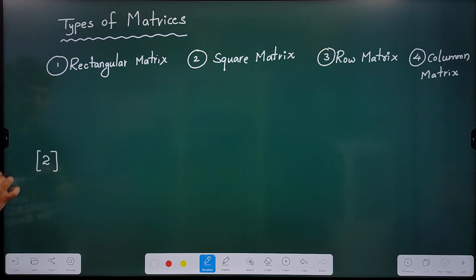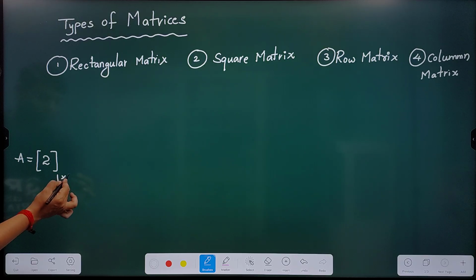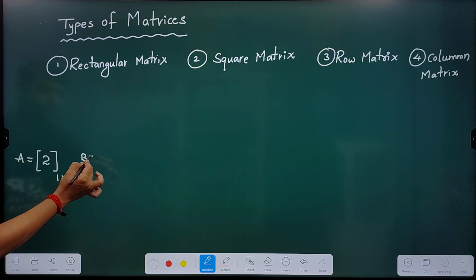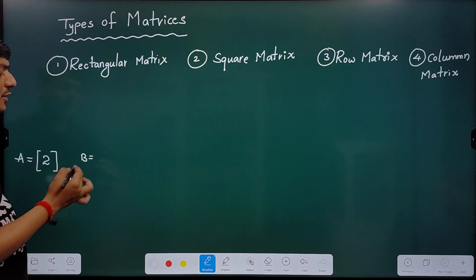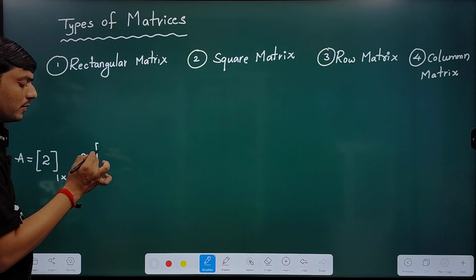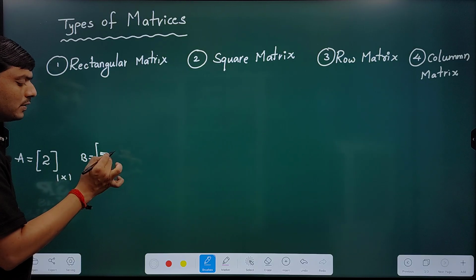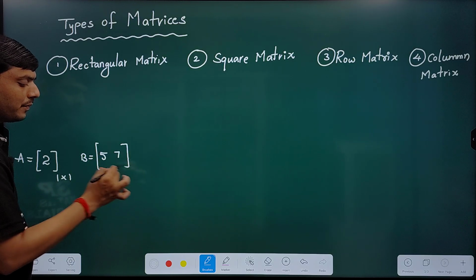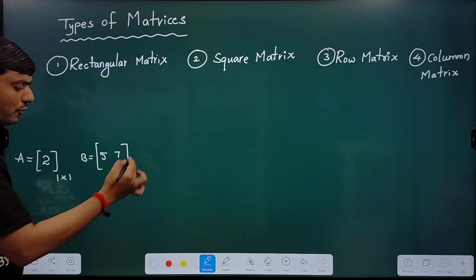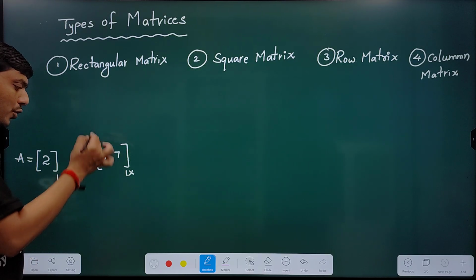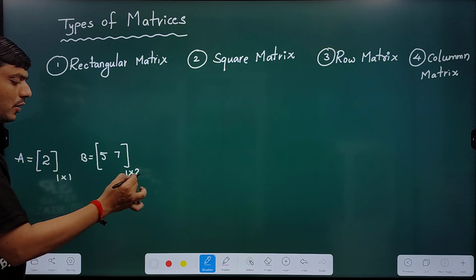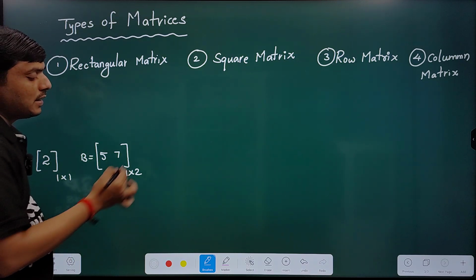This matrix is denoted by capital A. The order of capital A is one row, one column, one by one. I am taking one more matrix, capital B, equal to 5, 7. This matrix order is one row, two columns. Order is 1 by 2.